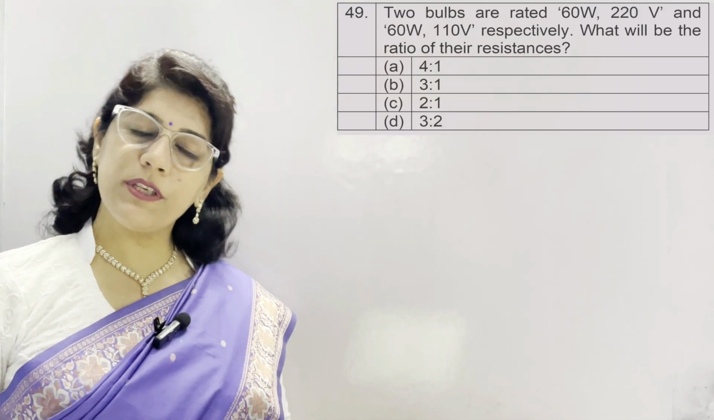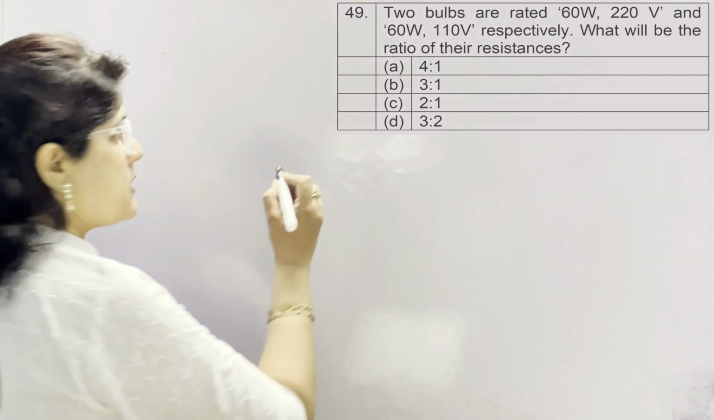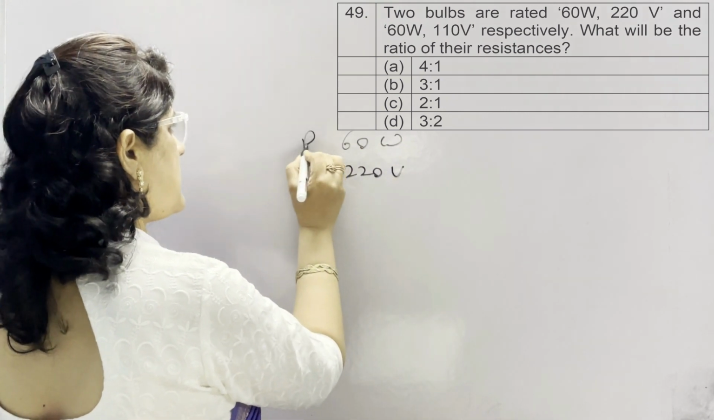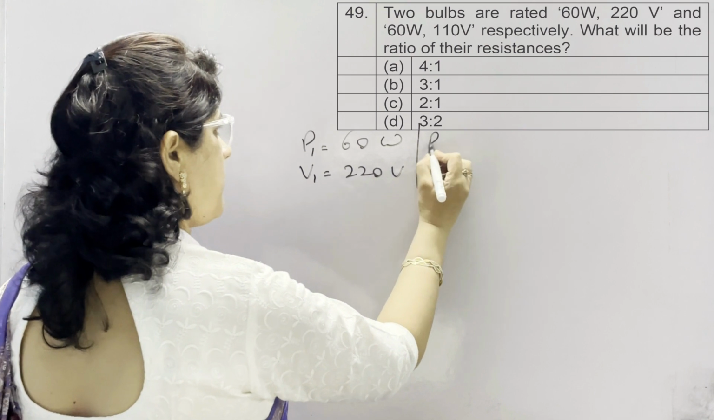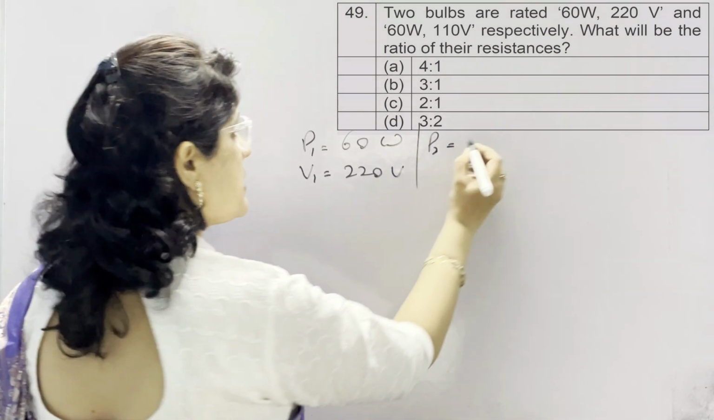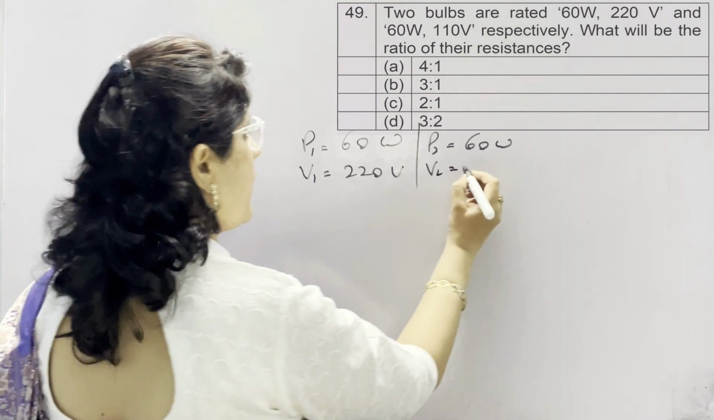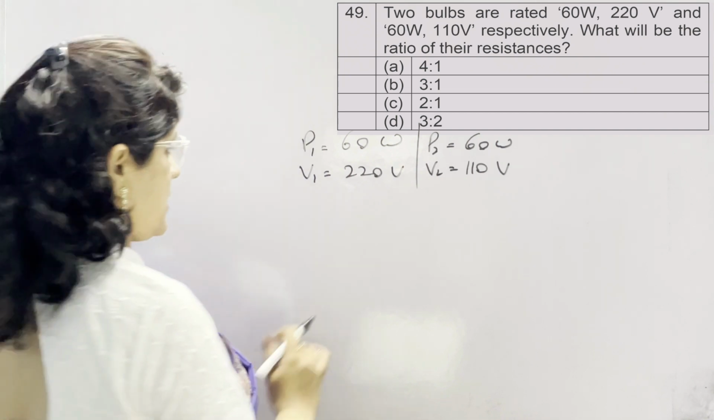In question number 49, two bulbs are rated 60 watt and 220 volt. This is the power of first bulb. This is the voltage of first bulb. And power of second bulb is given as 60 watt, remains same, but voltage changes to 110 volt. Now, what will be the ratio of their resistances?